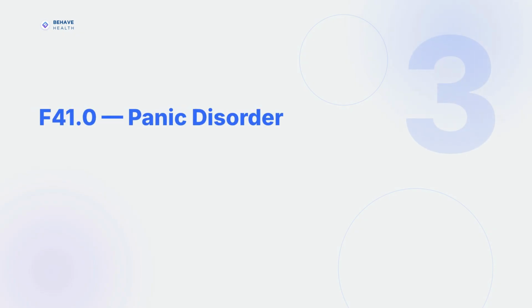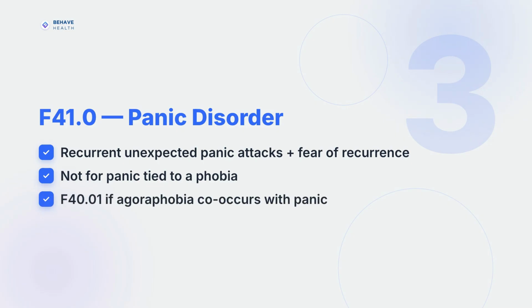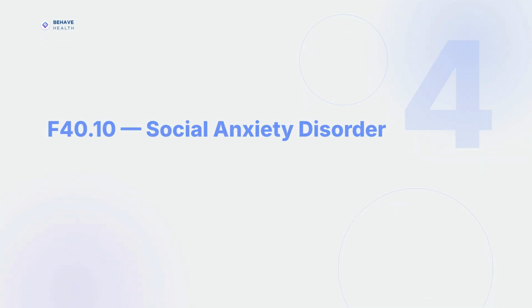F41.0, Panic Disorder. F41.0 is for recurrent, unexpected panic attacks, accompanied by ongoing fear of having more. Do not use F41.0 if panic attacks are better explained by a specific phobia or another primary diagnosis. If agoraphobia is also present, F40.101, agoraphobia with panic disorder, is the more precise code.